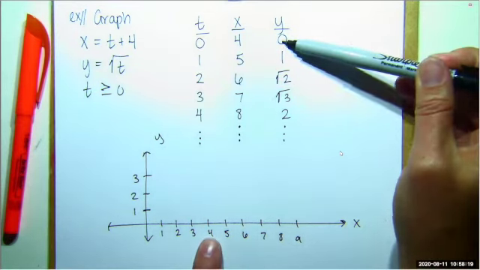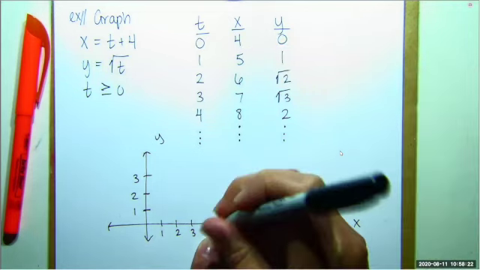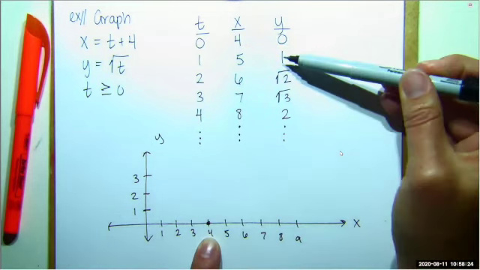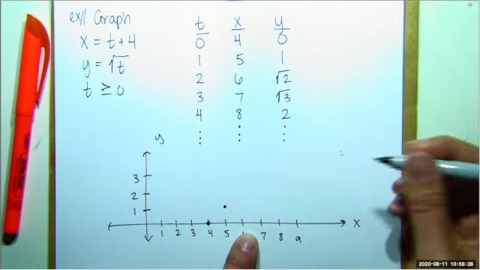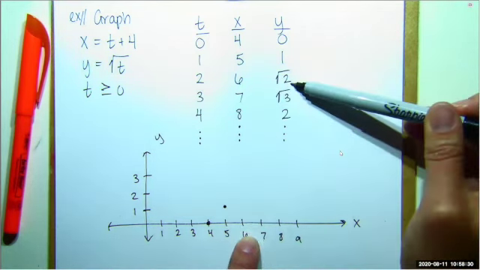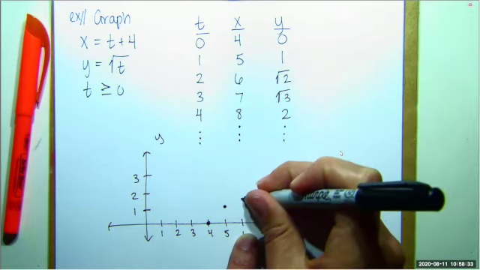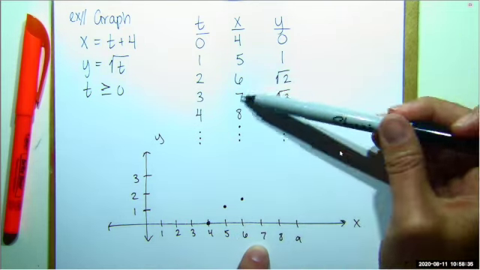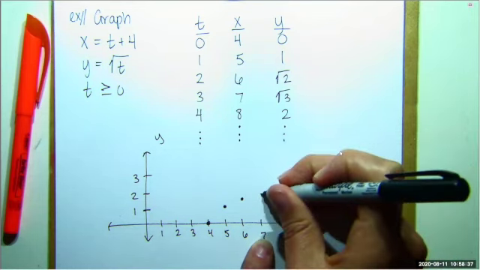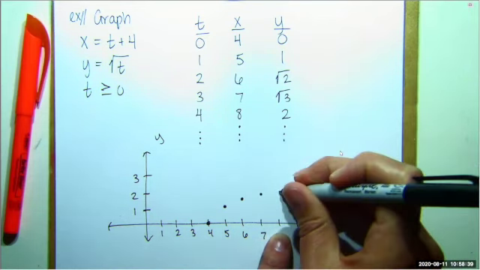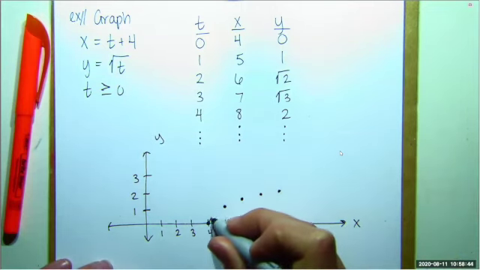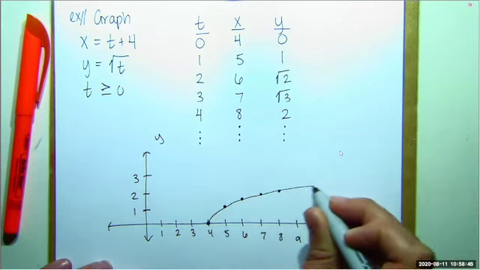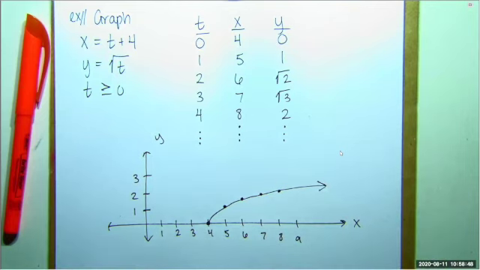All right, so we're only plotting x and y. So the first point on our graph is 4, 0. The second point on our graph is 5, 1. The third point is 6, root 2, which is about 1.41. Then we have 7, root 3, which is about 1.71. And then we have 8, 2. Now you can see what's happening is that this curve is flattening out a little bit and is not a line, it's actually a curve. Looks like a square root function.